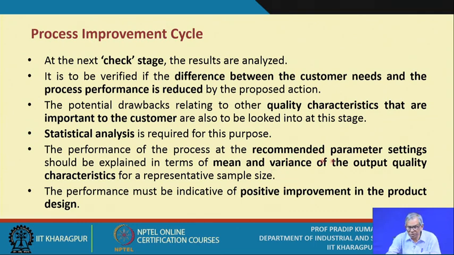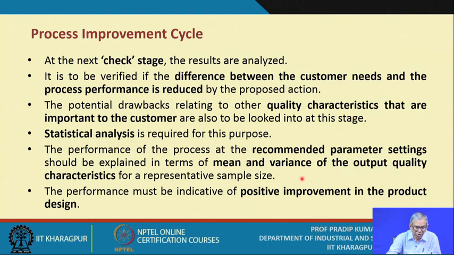The performance of the process at the recommended parameter setting should be explained in terms of the mean and variance of the output quality characteristics for a representative sample size. Now this is very, very important. So many units you are producing, so many products you are producing. Now obviously there will be unit to unit variation. So to get an idea about this unit to unit variation, against a particular quality characteristic, many values will be generated obviously in a continuous production system, and with respect to a quality characteristic you need to calculate the mean and the variance of the quality characteristic.